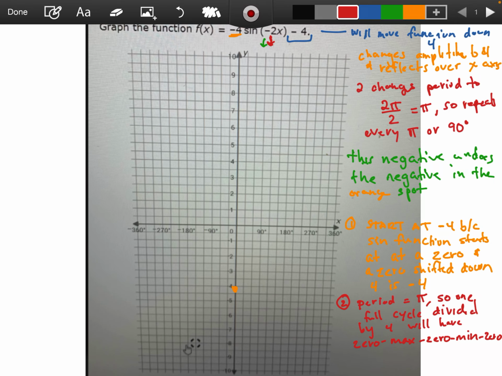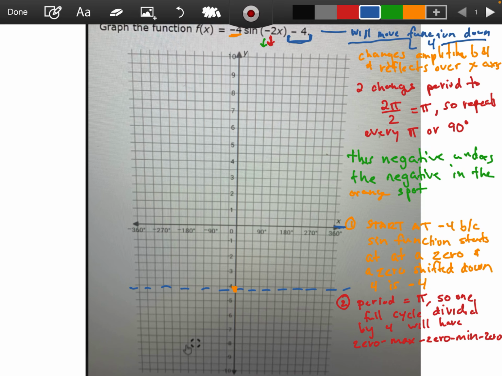All right, the easy thing is the -4. This -4 is going to move the function down 4. So when we think about that, instead of having zero on the axis here, where the x-axis is the 0, the middle part of this function is going to be here. You can sketch that in, or imagine it to help yourself, that that's going to be the middle part of this.